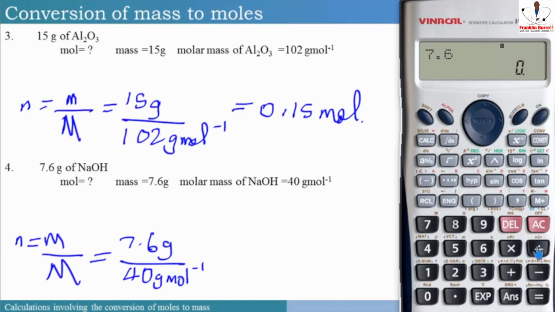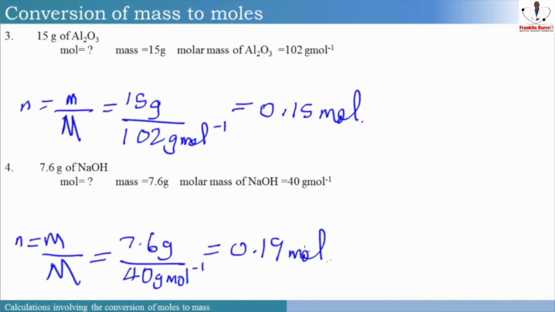So 7.6 divided by 40, and that is equal to 0.19. So here we have our answer for the number of moles present in 7.6 grams of sodium hydroxide. Now, if we can calculate the moles given the mass and the molar mass, could you calculate the mass M given the moles and molar mass?